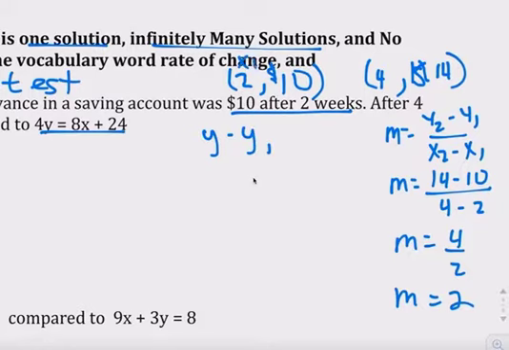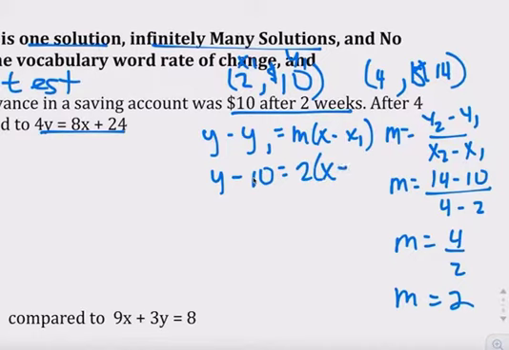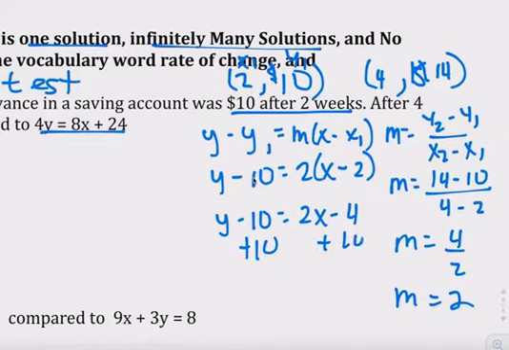Let's make it x1, y1, equals m parentheses x minus x1. So y minus 10 equals m, which is 2, parentheses x minus 2. y minus 10 equals 2x minus 4. Okay, so we get plus 10, plus 10, y equals 2x plus 6.